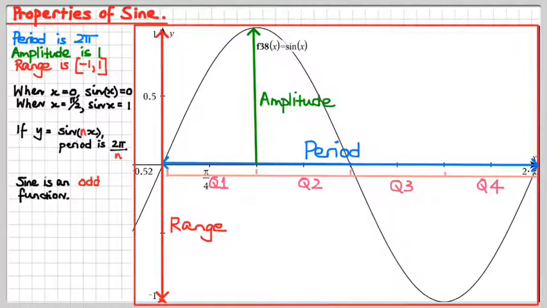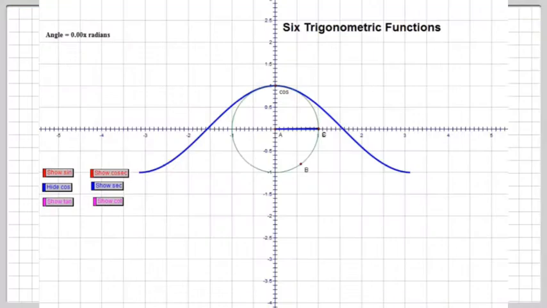Right, now, if y equals sine of nx, then the period is 2 pi over n, and sine is an odd function because sine of minus theta is equal to minus sine theta. Alright, that was a big lot of information, but I hope that summarises it very well for you.